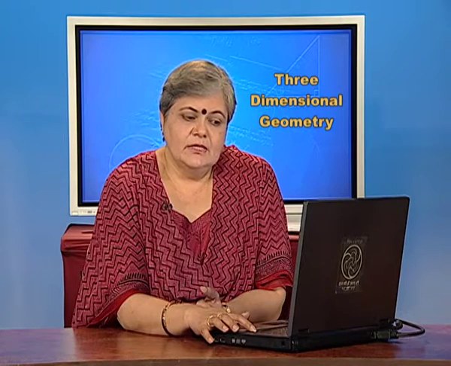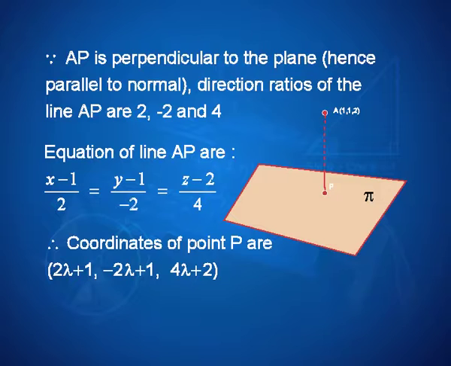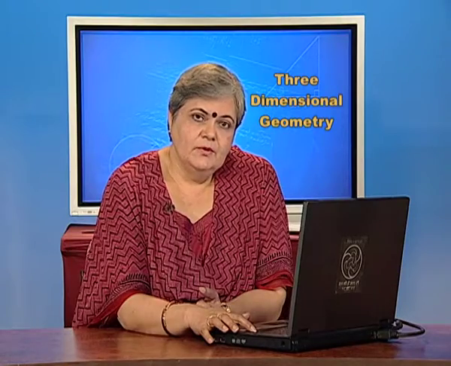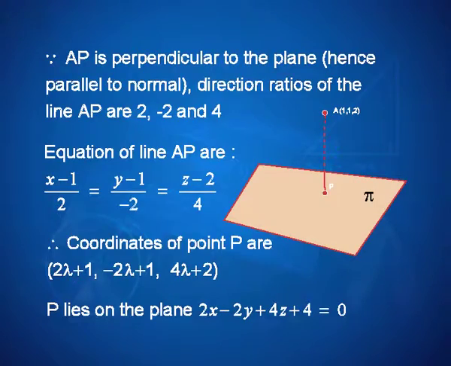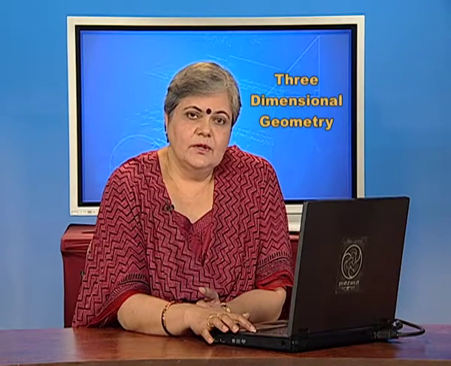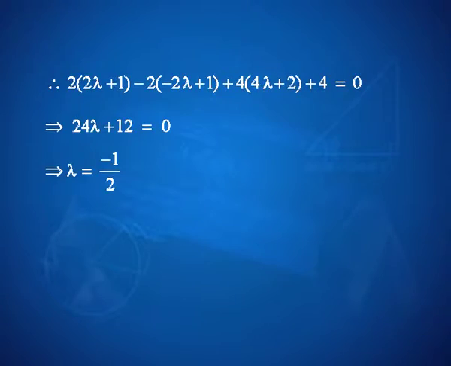Therefore, P, which is a point on the plane, can be written as (2 lambda plus 1, minus 2 lambda plus 1, 4 lambda plus 2). This point P must lie on the plane, so it must satisfy the equation of the plane. If I replace x, y, z with the coordinates of P, I get a linear equation in lambda, which gives us the value of lambda as -1/2. With this value of lambda, we are able to find the coordinates of the point P.